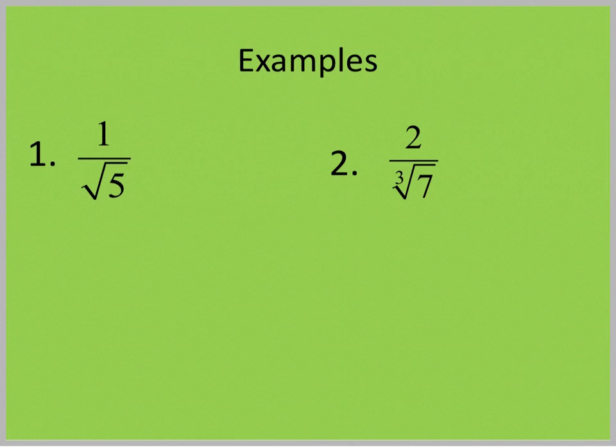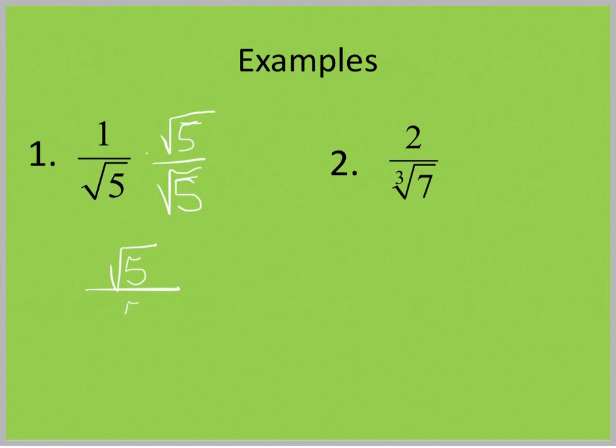Alright, so let's take a look at a couple of examples. The first one, I think everybody knows how to solve. In order to get rid of the radical, everybody knows that we're going to multiply the top and bottom by radical 5. Remember, anything you do to the bottom, you have to do to the top. So when I multiply the top, 1 times radical 5 gives us radical 5 over, now we'll get the square root of 25, so the radical is going to cancel out and we're just left with 5.